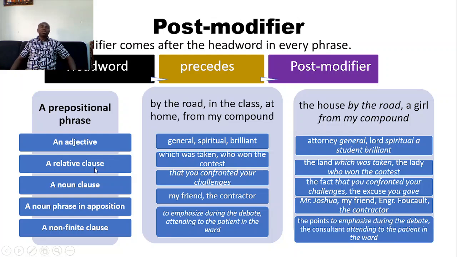A relative clause can also post-modify a noun in a noun phrase. Look at the example here. The land which was taken, as we mentioned, is an example of relative clauses. Which was taken here is a relative clause which post-modifies the noun land. It points to specific land in question, not just ordinary land, but the land which was taken.